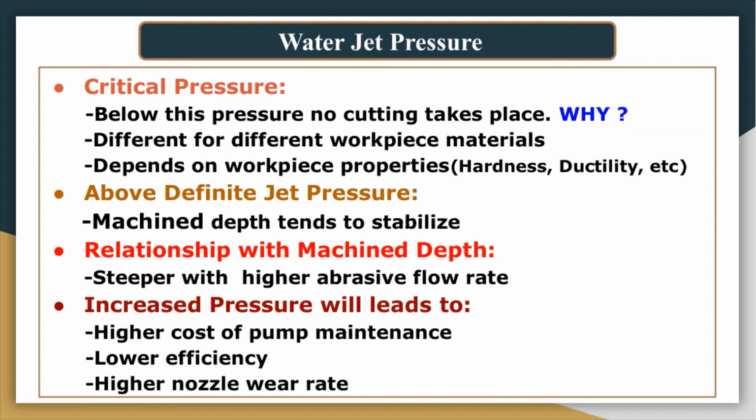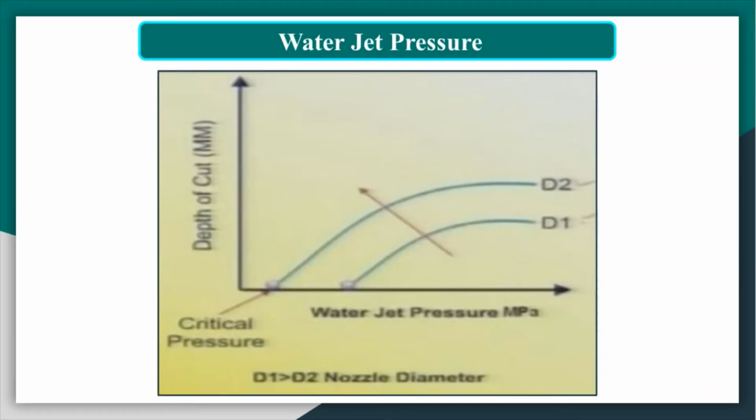Below the critical pressure, the stress developed in the workpiece is lower than the yield stress. That is why you do not get any removal of metal below that. Okay, so here it shows the effect of water jet pressure on the depth of cut. You can see in this diagram.